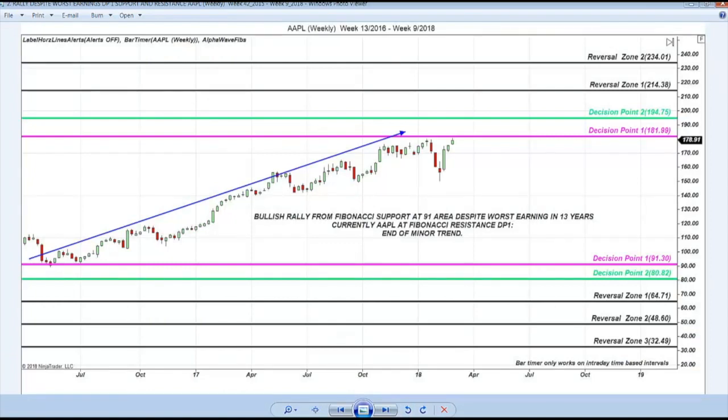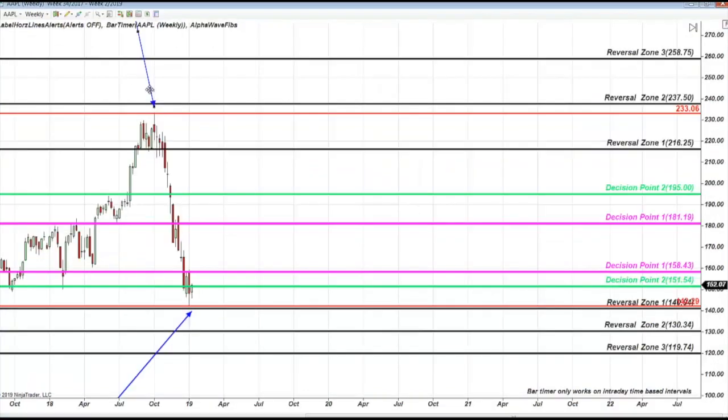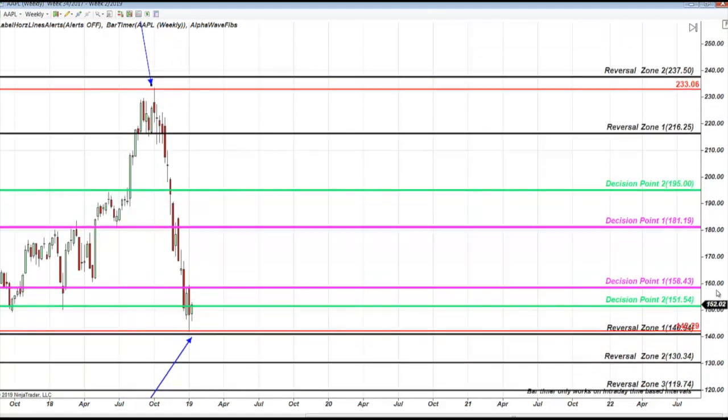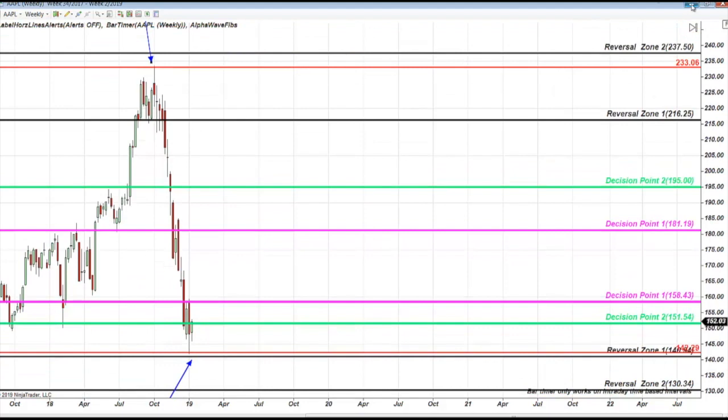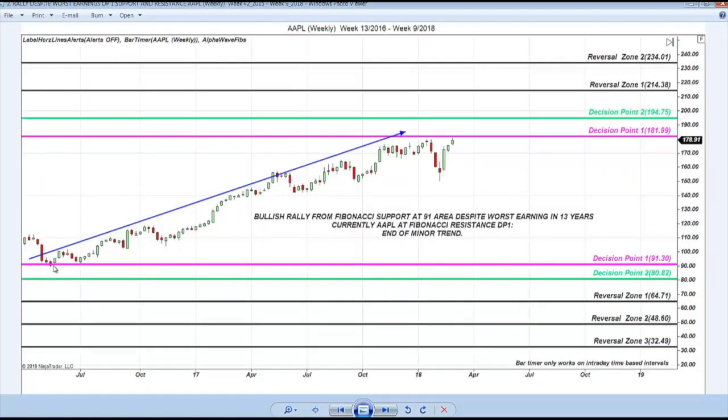Boom. 91, 93 area to 181. Do you want to trade on the news? Do you want to buy Apple at a reversal zone when spectacular earnings come out? The choice is yours. Go to the source. Do not buy at a reversal zone, no matter how beautiful the news is. Do not short into support, no matter how horrific the news is.